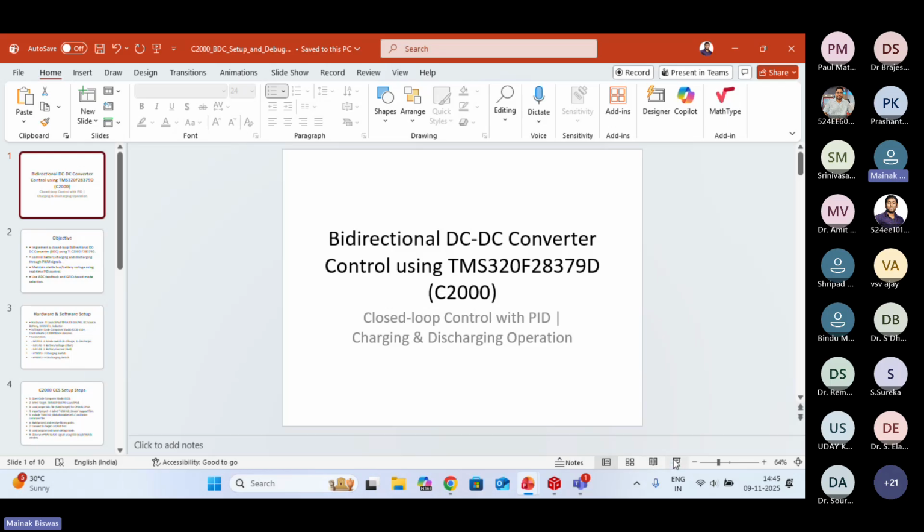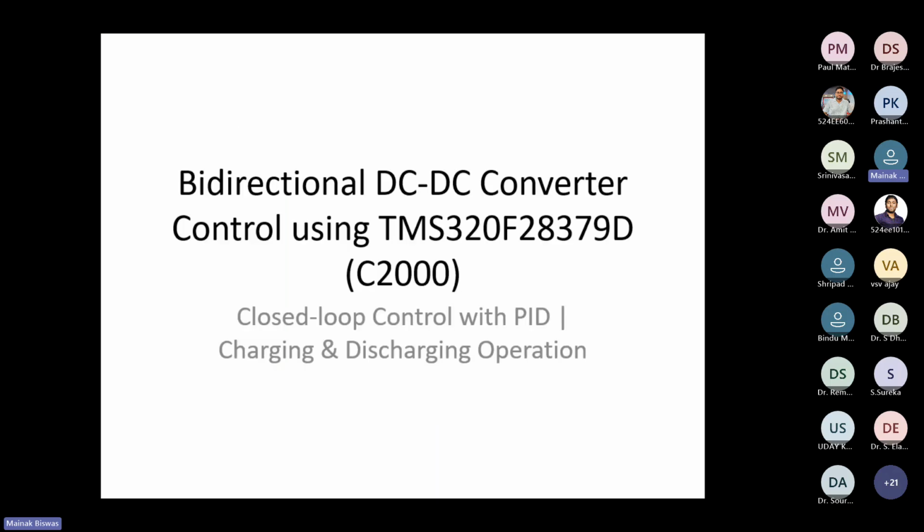Here we'll discuss the bidirectional DC-DC converter, controlled using the C2000 microcontroller. The microcontroller model name is F28379D, and we'll cover closed loop control with PID and charging and discharging operation.